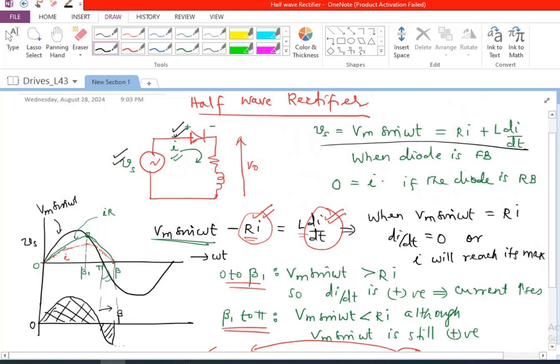We'll try to do a little bit of simulation in the next class and show what happens with respect to the effect of the L to R ratio, that is the inductance to resistance ratio, and how that influences the overall conduction of the diode in a half-wave rectifier circuit feeding an RL load. Okay.